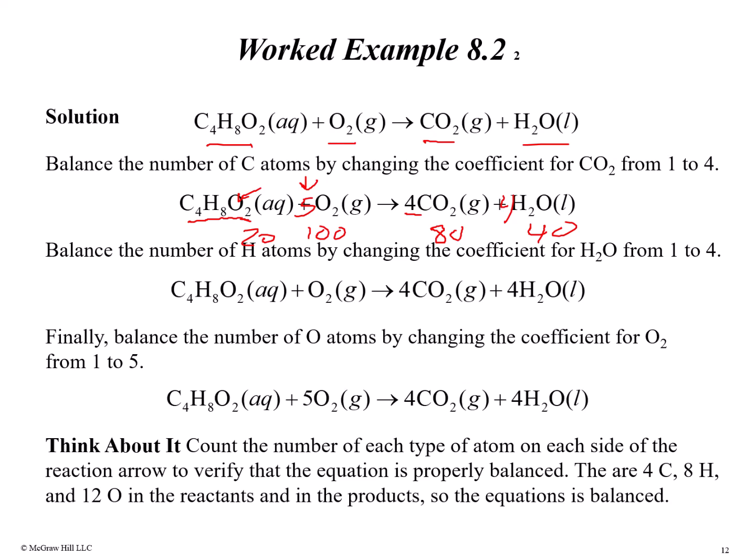All right. So in the end, though, check your work. 4 carbon, 8 hydrogen, 8 hydrogen, and then 2 plus 10, 12 oxygen. 4 times 2 is 8. 4 times 1 is 4. 8 plus 4 is 12. And you know you solved the problem correctly.